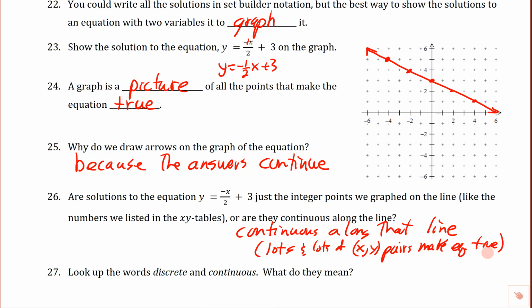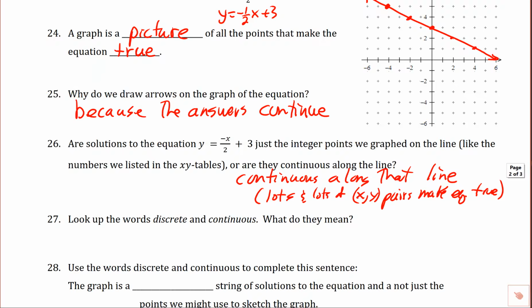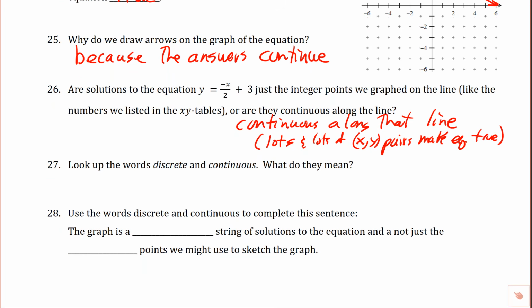Now, I would like you to pause for just a second and look up the words discrete and continuous. This is how you spell each one of those. You've probably heard the word continuous before. I was just using it a second ago, and you may have heard of the word discrete, but take a second and look that up. Grab your phone, grab a computer, whatever you need, and see what you come up with. If you look this up, the word discrete means separate.